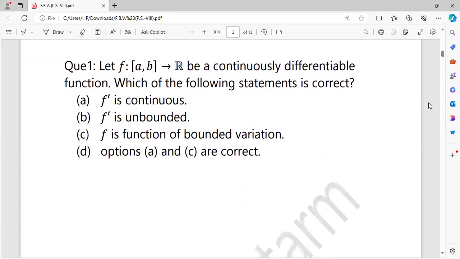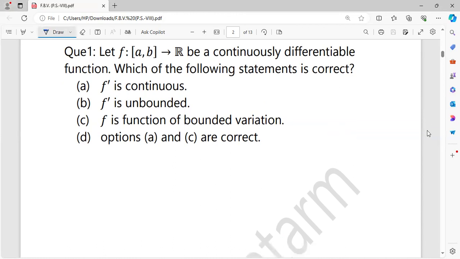Question number 1. Let f be a continuously differentiable function on the closed interval [a, b]. Which of the following statements is correct? First option: the derivative of f is continuous. Second option: the derivative of f is unbounded. Option C: f is a function of bounded variation. Option D: options A and C are correct.